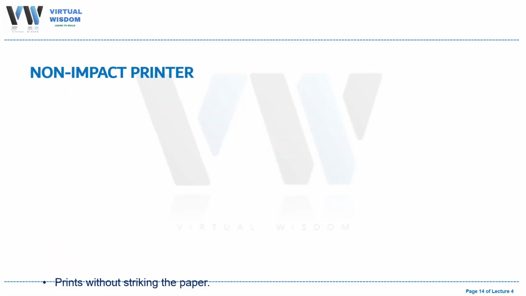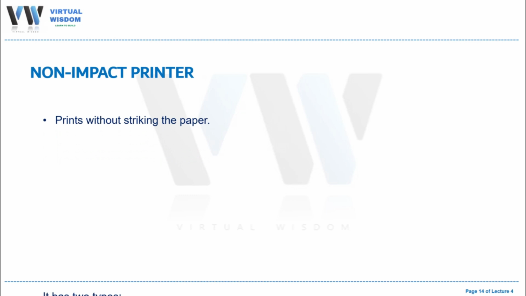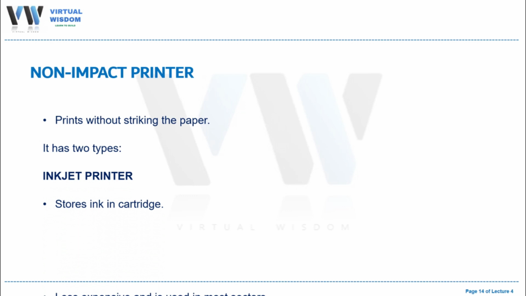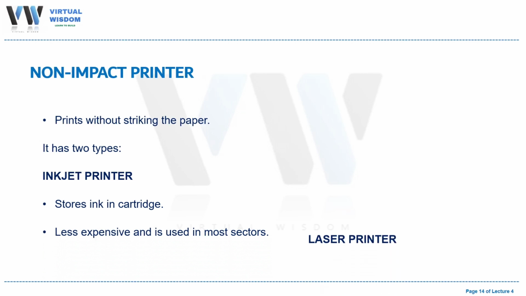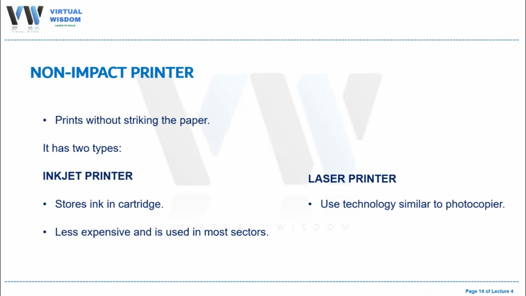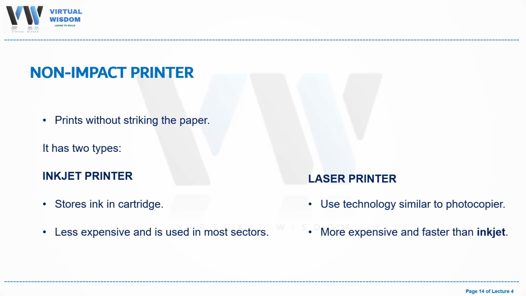On the other hand, non-impact printer prints the image without striking the paper, which makes the quality of printing good. It also has further types: inkjet and laser printer. Inkjet printer stores the ink in a cartridge and prints the information using that ink. It is less expensive and is used in most sectors for printing purposes. Whereas a laser printer uses technology similar to the photocopier. It costs a lot and is faster in response than the inkjet printer.